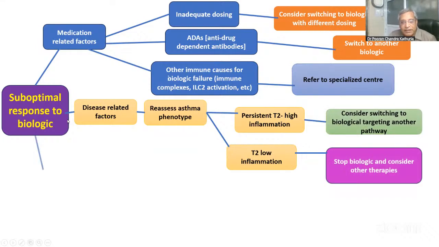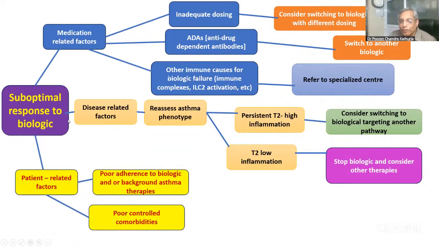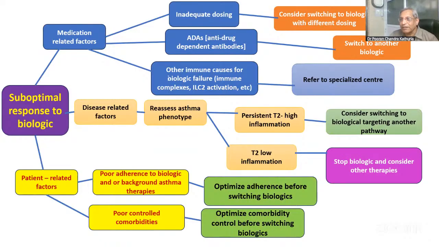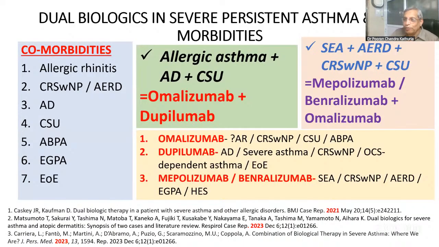And the third is that we should consider the patient-related factor. And most important is the comorbidity. We have to control the comorbidity. If we are unable to control, because some of them have food allergy and anaphylaxis, so what will you do in these cases? You combine two biologicals. Even we have tried also.